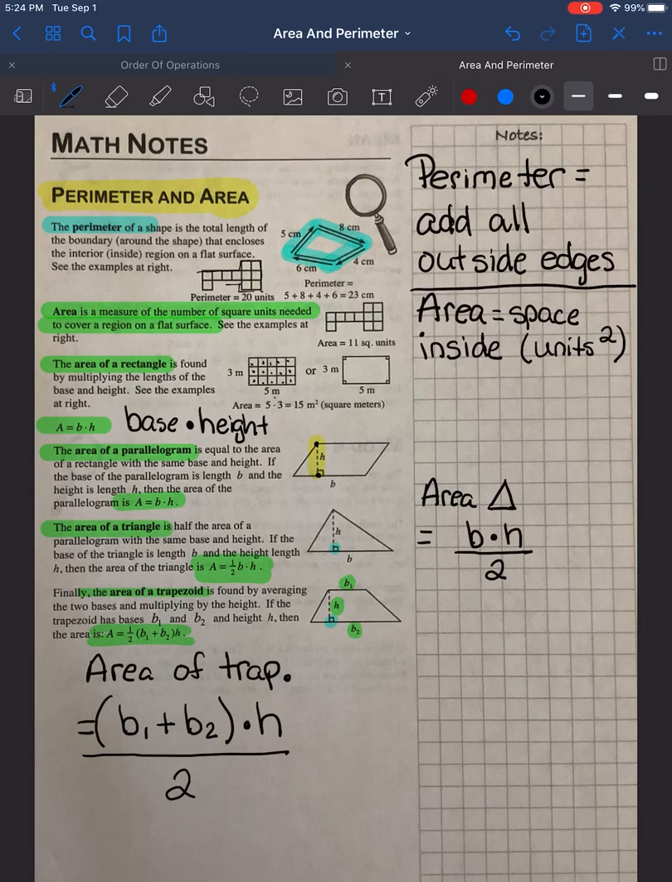I should maybe make a note here that fraction bar means divided by. Just like up here, I use the fraction right there to separate those. A fraction is just a division problem. So when we start doing a little bit of algebra, like we're starting to do, that represents division.